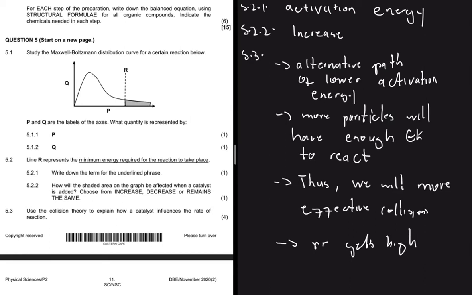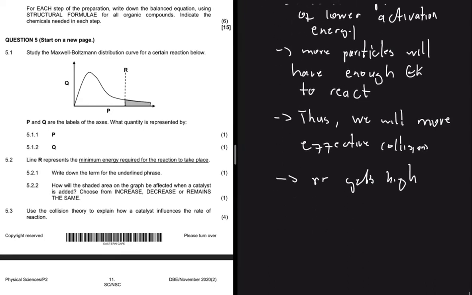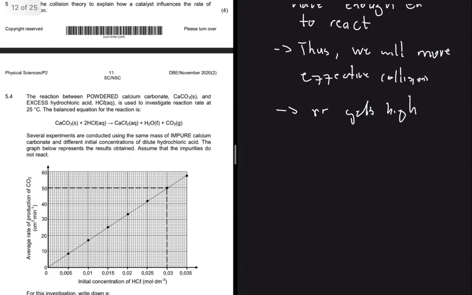When you add a catalyst, there will be an alternative path of lower activation energy. So particles that previously didn't have enough EK, now they do, and they will form reactions, right? And then the more the number of reactions, the more the number of effective collisions, and then the reaction rate will go up.